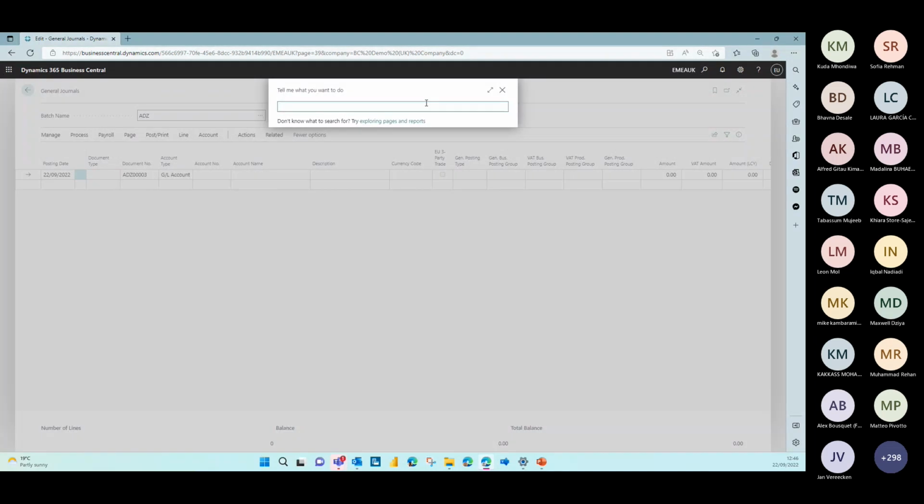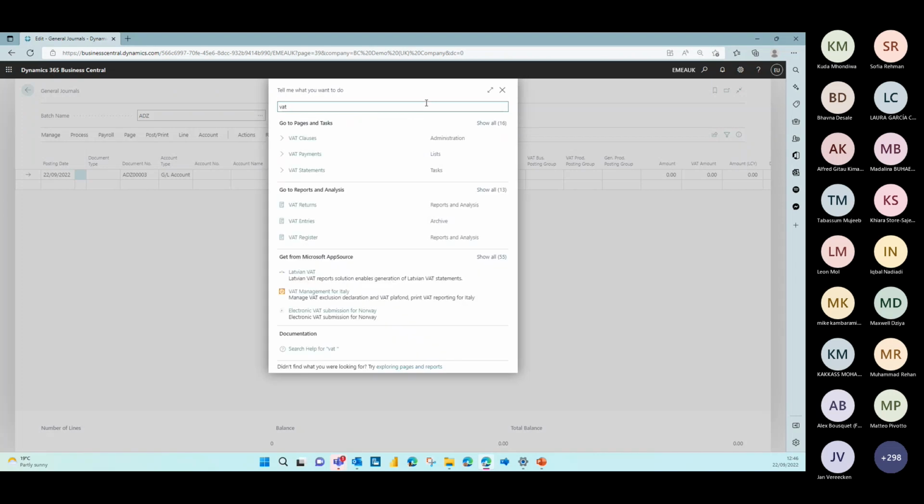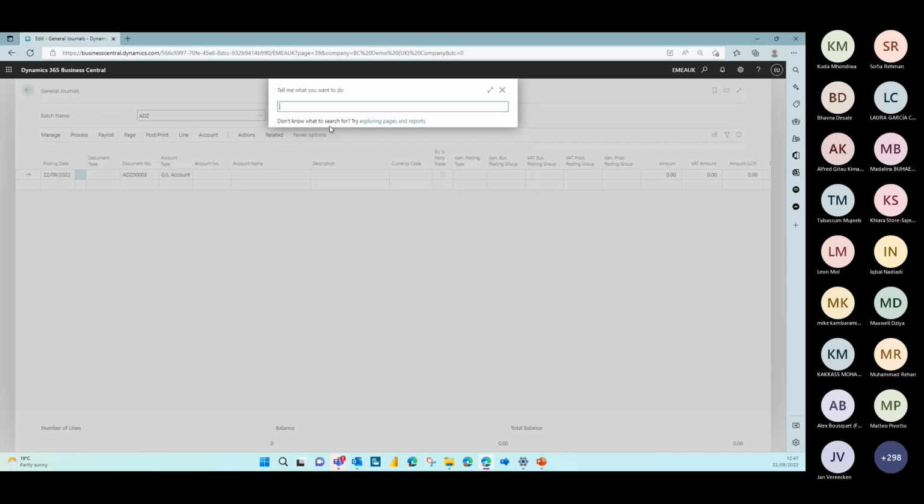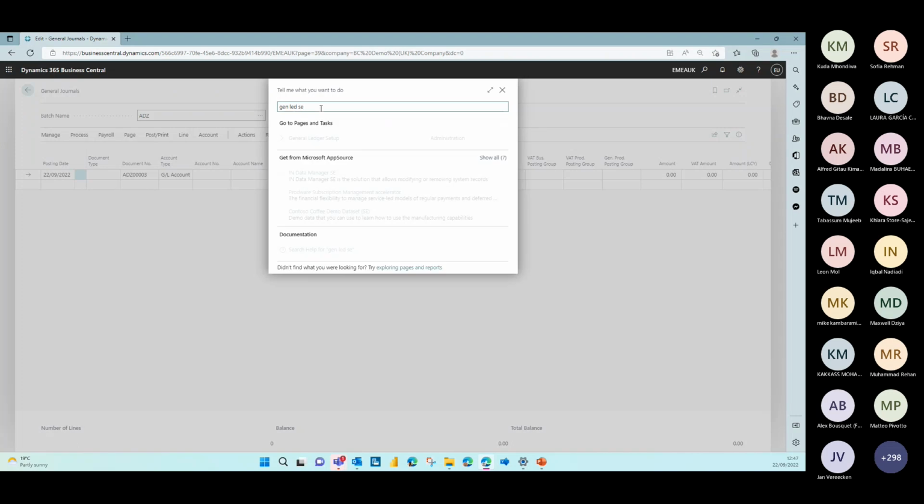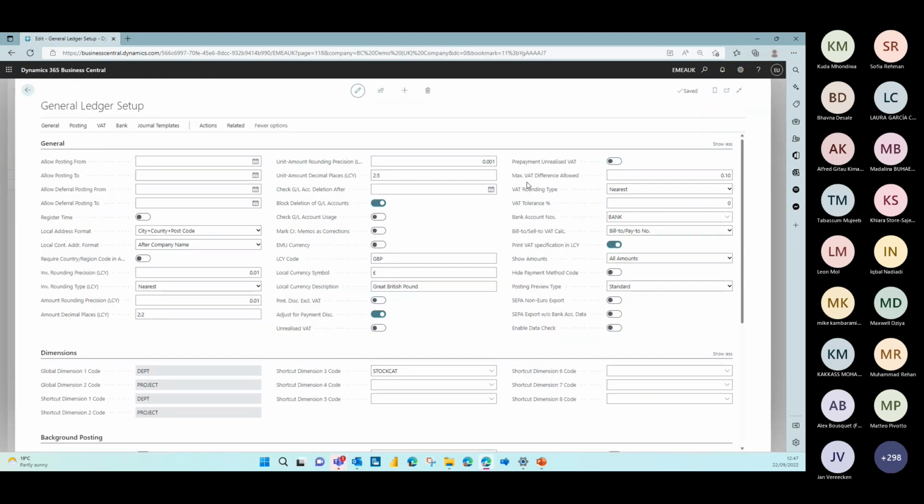Now, with the VAT setup, this is on the general ledger setup. And here, this is the max VAT difference allowed. I'll put it to 10p. Most people would put it to like 5p because of rounding differences. But let's put it to 10p.